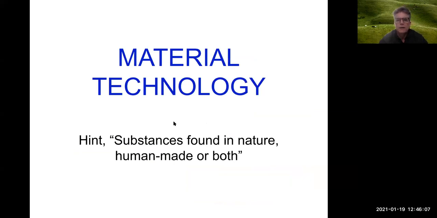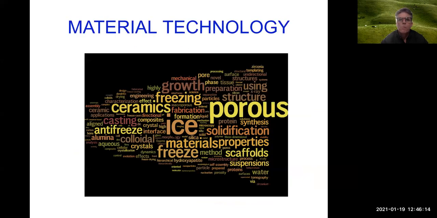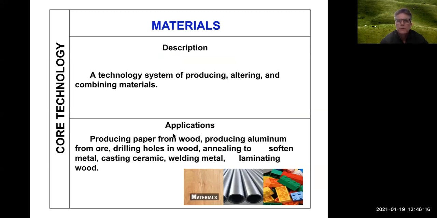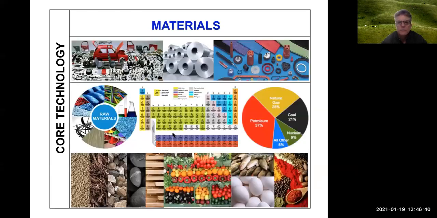Material technology. Substances found in nature, human-made, or both. Okay? So materials technology is a technology system of producing, altering, and combining materials. Examples: producing wood from paper, producing aluminum from ore, drilling holes in wood, annealing to soften metal, casting ceramic, welding metal, laminating wood. These are all materials technology processes.